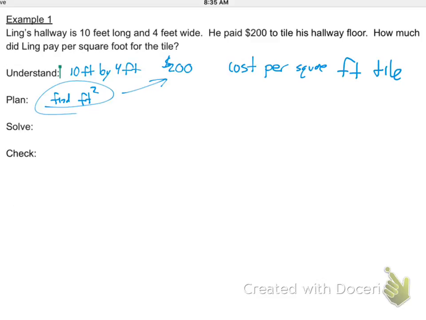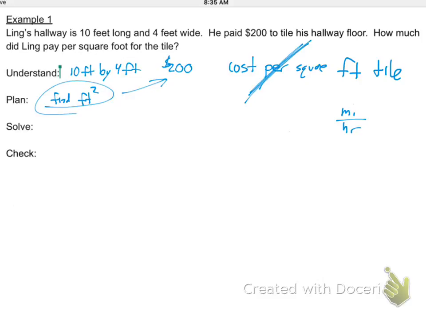Here's the really cool thing: this sentence is kind of telling us the plan. We want to know cost per square foot. Per means like miles per hour. If we wrote miles per hour, you'd say, oh, that's miles per hour. What does that big line mean? It means dividing. So per means it's a dividing symbol.